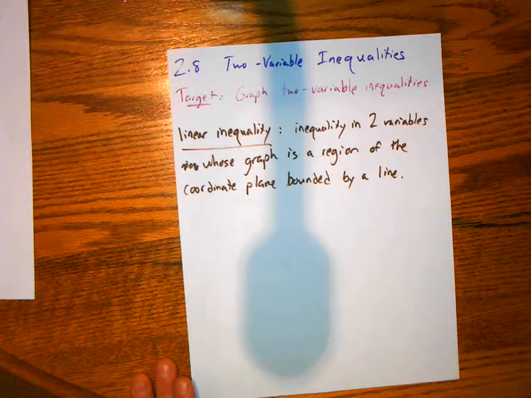Hello, this video is on section 2.8, which is titled Two-Variable Inequalities. This is in the Algebra 2 textbook, and the learning target is to graph two-variable inequalities.